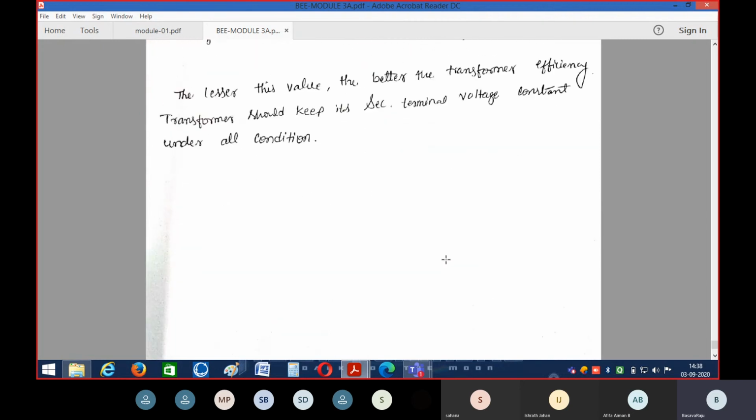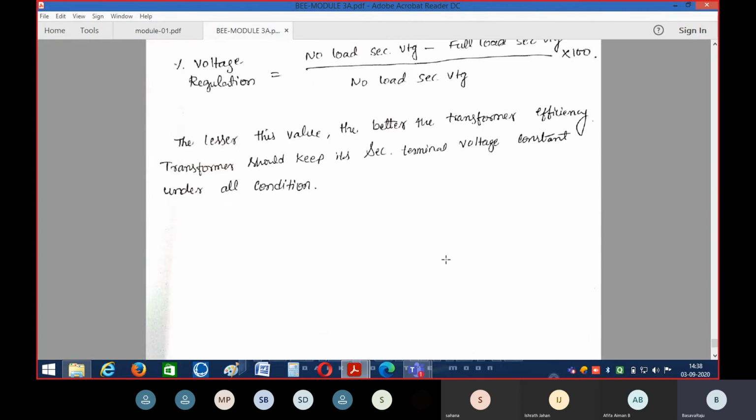Okay. A better transformer should have better efficiency, that is, the higher the value of efficiency, the better the transformer, and it should always have a lower value of voltage regulation. A transformer having the highest efficiency, nearer to 100, is called a better transformer. When you are comparing two transformers with respect to efficiency, which one is said to be the best transformer? The one having the highest value of efficiency. That is a good transformer.